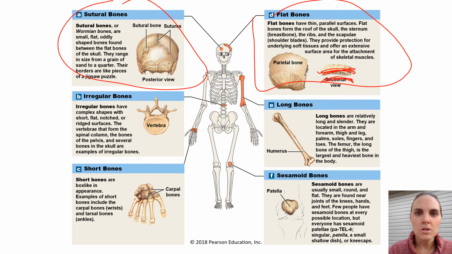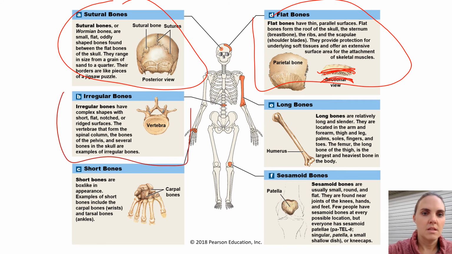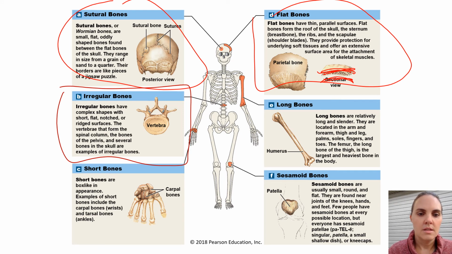Then we have irregular bones. So our irregular bones, these have complex structures with a variety of surfaces. They might have areas that are flat, notched, or ridged. And we find these examples of this type of bone is the vertebrae and the spinal column, the pelvic bone, and a few other bones within the skull.